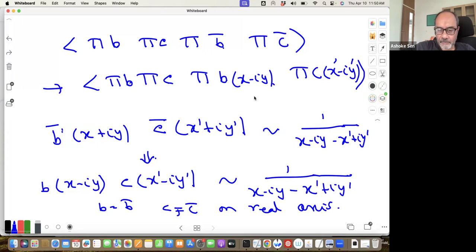Can you explain why this z minus? I mean, there's a difference between 1 by z minus z prime and 1 by z bar minus z bar prime, right? Yes, exactly. Okay, I'll explain.